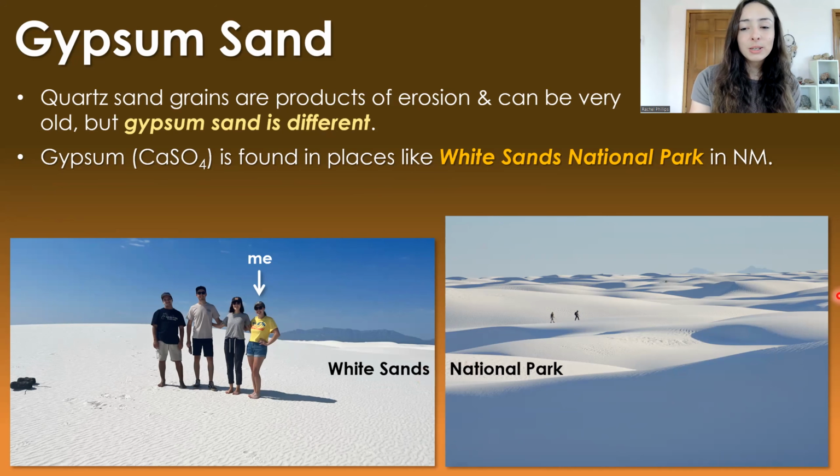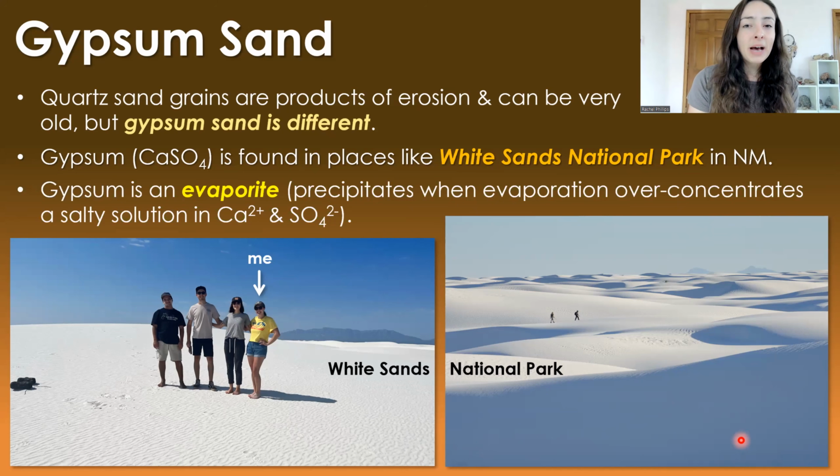I mean, look at this picture here to the right. It extends for miles and it's so, so cool. And the dunes are just so pure. It's amazing. But how the heck did it form? How did that happen? Well, gypsum is an evaporite mineral. This means that it precipitates from solution when evaporation overconcentrates or oversaturates a solution in the ions that make up gypsum, which are calcium and sulfate.